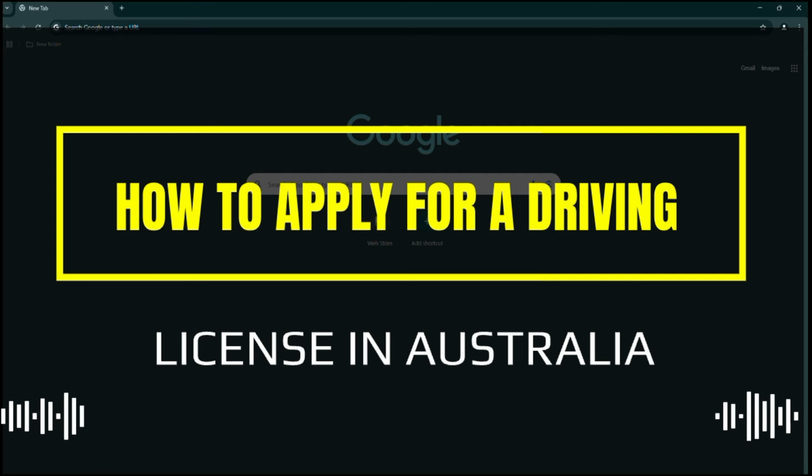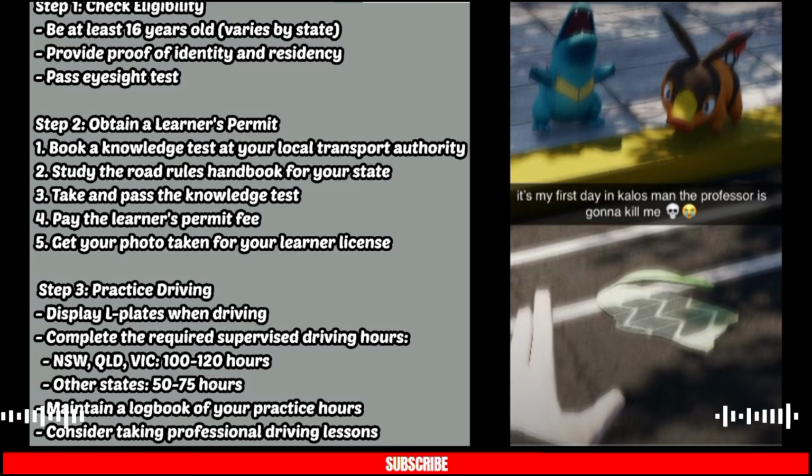Apply for a driving license in Australia. Watch the video till the end and don't miss any important step. In step number 1, check eligibility. Be at least 16 years old.